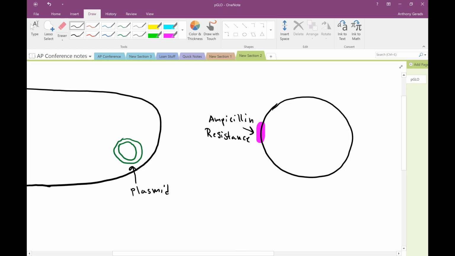So ampicillin, any clue what ampicillin is? It's an antibiotic, good. So ampicillin resistance. So this plasmid has this gene for antibiotic resistance. And it's also got, right here, a glowing factor.